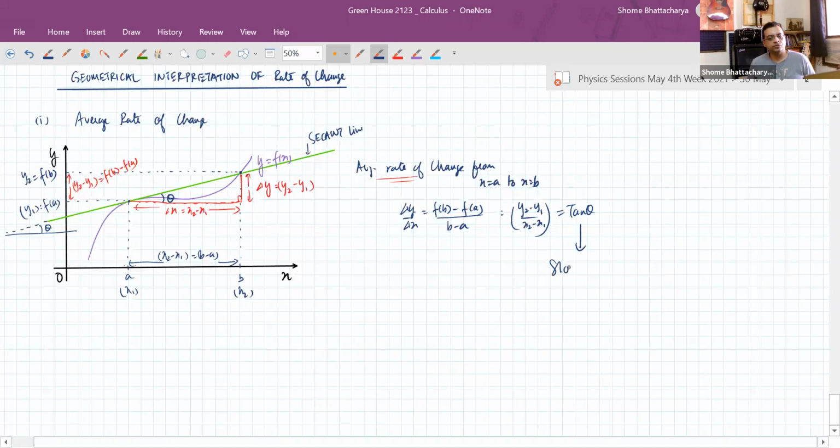So it is the slope of the secant line joining the two points on the graph. So this was the geometrical interpretation of average rate of change. It is very important to keep in mind what it means, not just that we should be able to calculate what is required, but what is the meaning of that calculation, how to interpret it. So one of the ways to interpret average rate of change is geometrically from the graph, and that is nothing but the slope of the secant line.